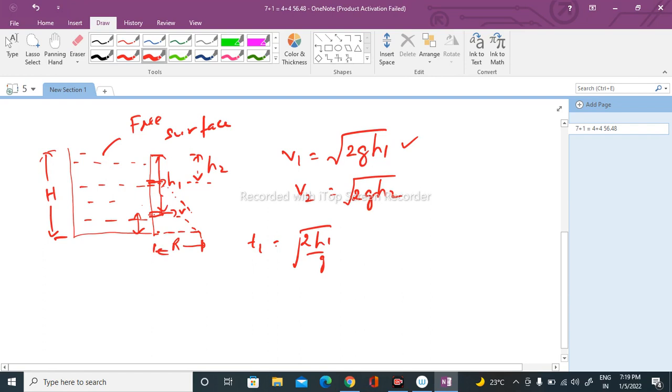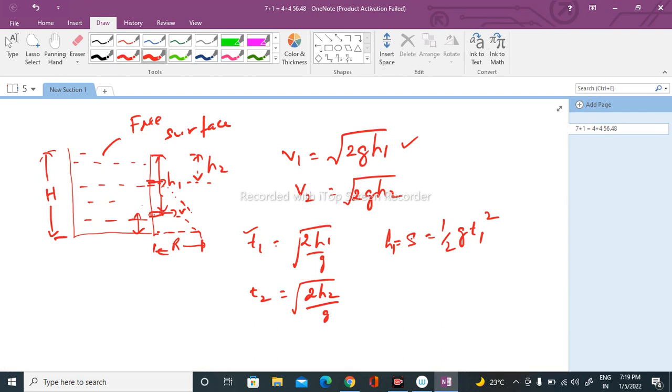You already know that in the y direction there is no initial speed, so s is equal to ut plus half at square, u is equal to 0, so half g t1 square. Basically this s is h1, so from there you are getting this form. So similarly t2 will be equal to root over 2h2 divided by g. This is the time the water is taking to travel in the x direction also.